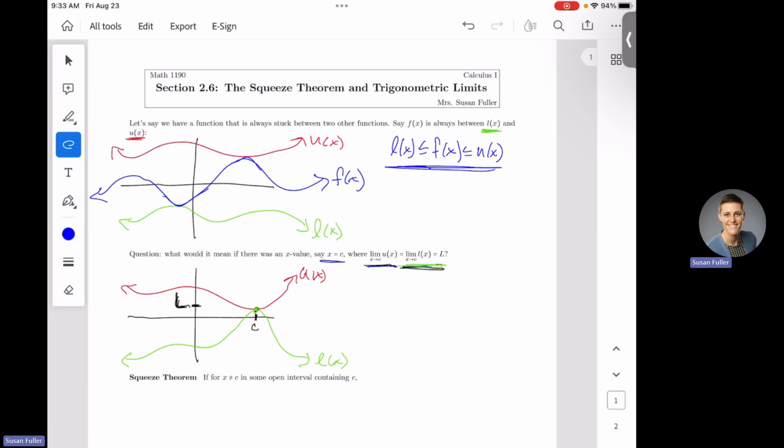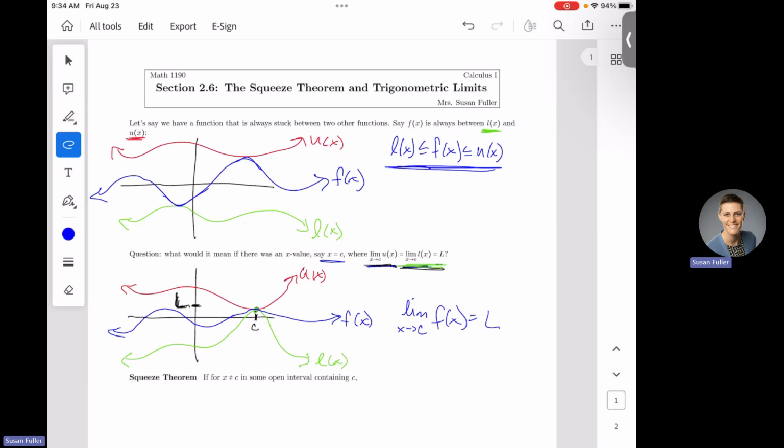Well, f has to be between the red and the green function everywhere, so I'm going to have to draw this here. But what has to happen at x equals c? Well, if I have to stay between these guys, I have to go through that same point as well. What that means is that the limit as x approaches c of my middle function also has to be L.